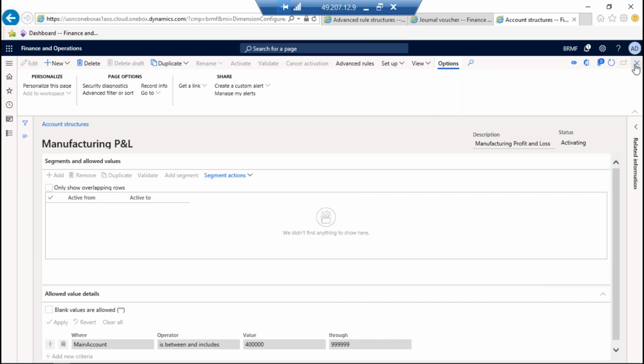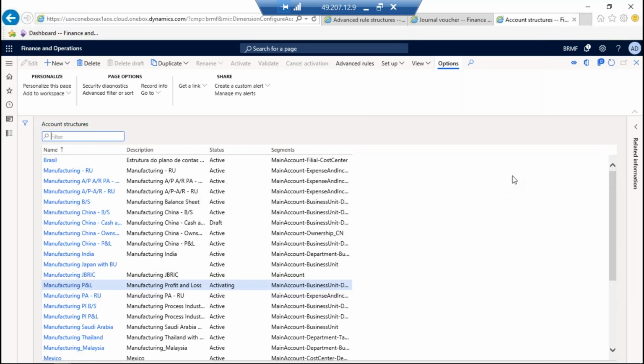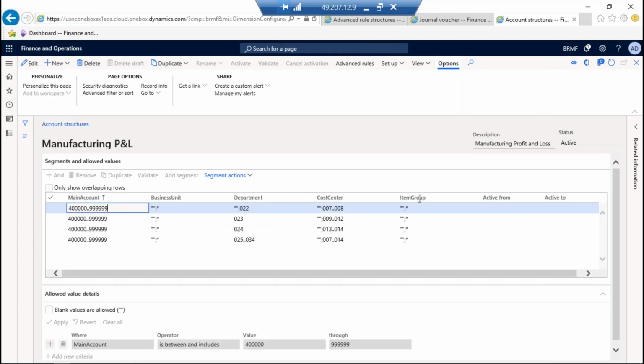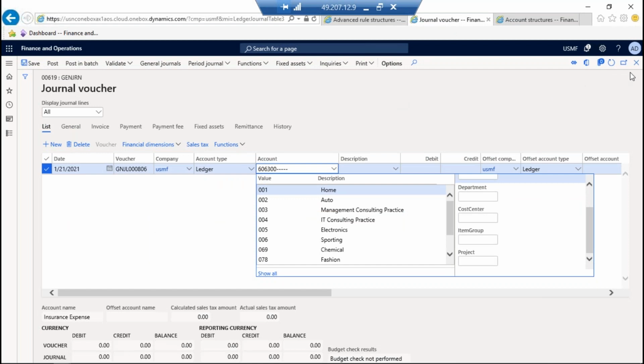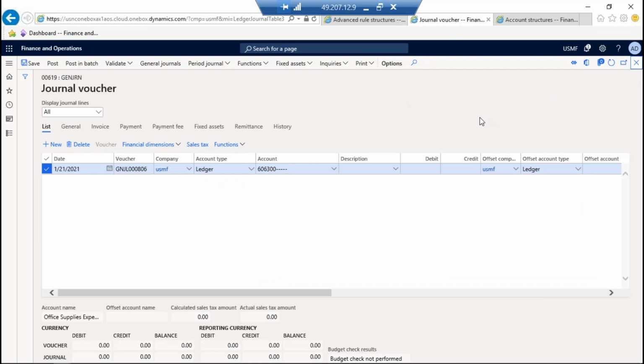Still, it is taking some time. Sometimes it takes time because of the advanced rule structure. Usually it will take 1 minute, maybe 10 seconds or 15 seconds, it depends. Now it is active. Once it is active, if I post any new transaction, let me create a new one.